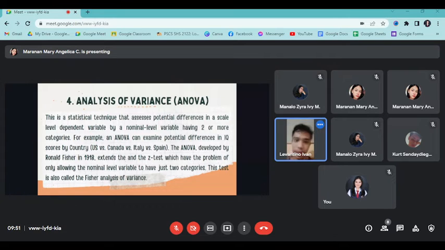Analysis of variance, ANOVA. Analysis of variance is a statistical technique that is used to check if the means of two or more groups are significantly different. ANOVA checks the impact of one or more factors by comparing the means of different samples. ANOVA was made by Ronald Fisher in 1918, and it extends the z-test, which has the problem of only allowing the nominal level variable to have just two categories. This test is also called the Fisher analysis of variance.